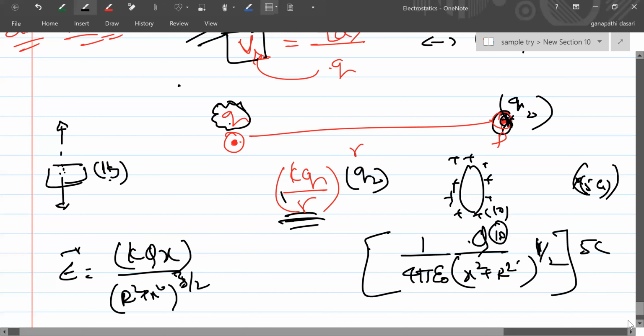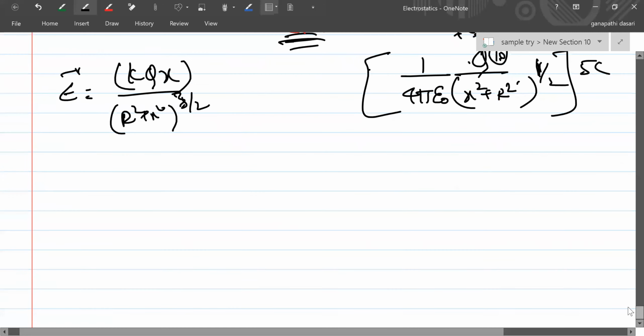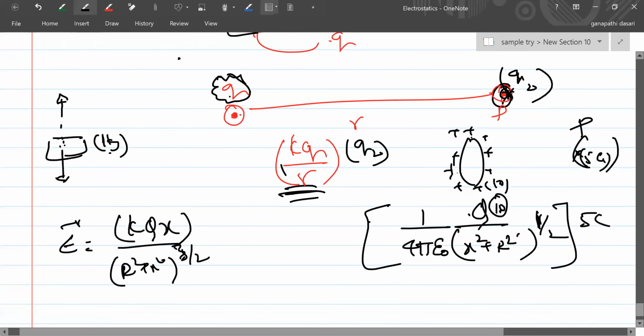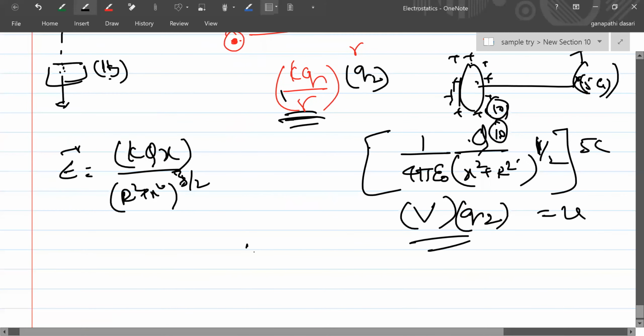So what did I tell you? A 5 coulomb charge is kept at this point and this entire ring has 10 coulombs distributed on it. What is the potential energy of the system? We found the potential at that point due to this ring and multiplied that by this charge Q2. Then we get the potential energy. What is the potential? K into this Q by x square plus r square whole power 1 by 2. Got it?